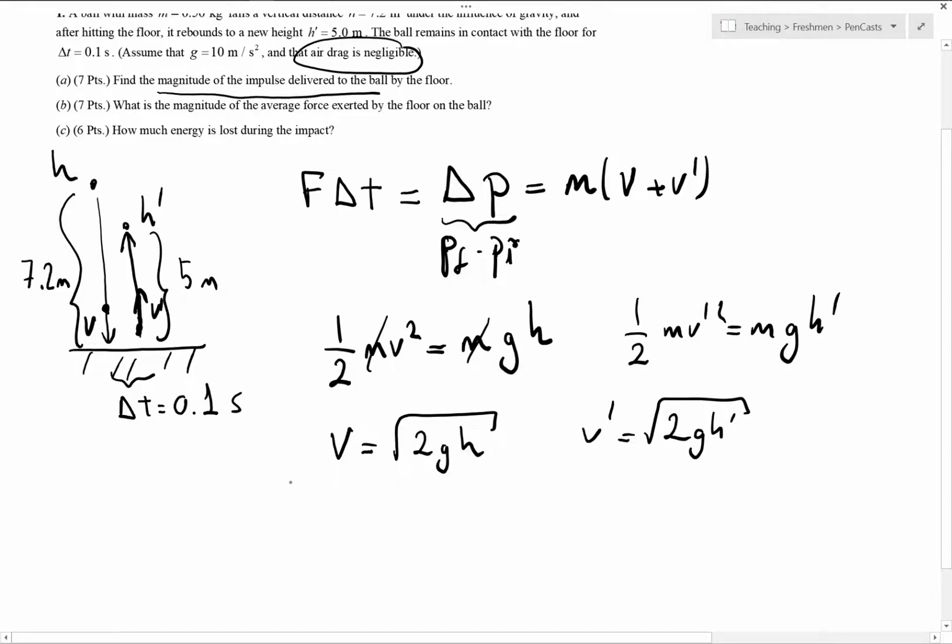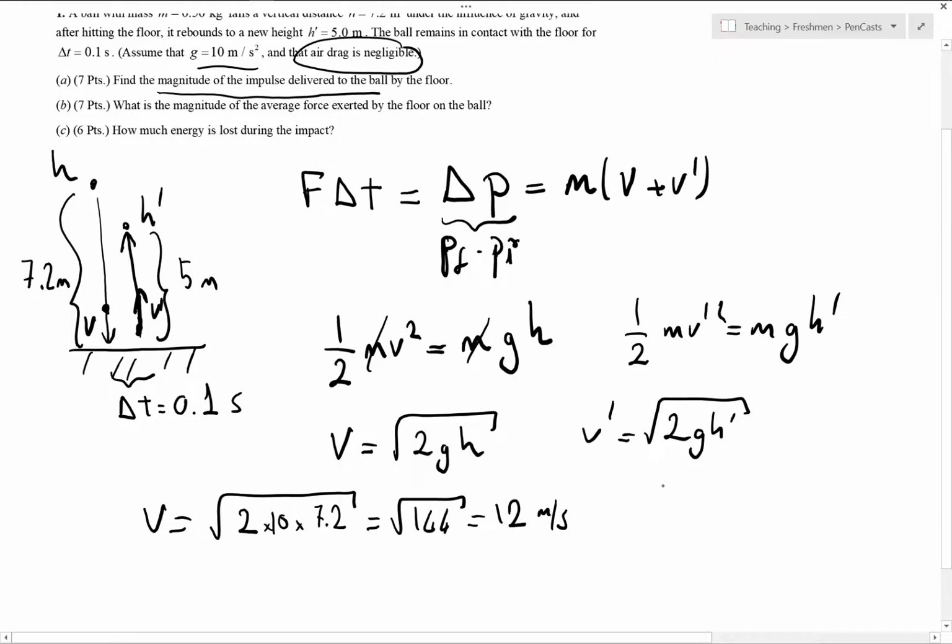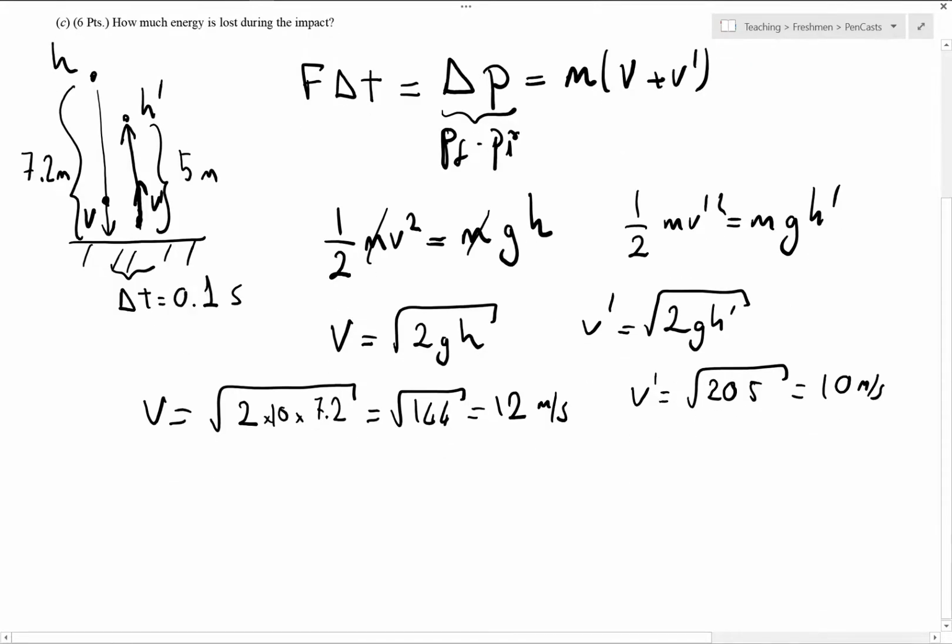Let's put in the numbers. v is going to be square root of 2, g is given as 10 meters per second squared, 2 times 10 times h, which is given as 7.2. So it's going to be square root of 144, which is going to be 12 meters per second. Similarly, v prime is going to be square root of 20 times h prime, which is 5. It's going to be 10 meters per second.